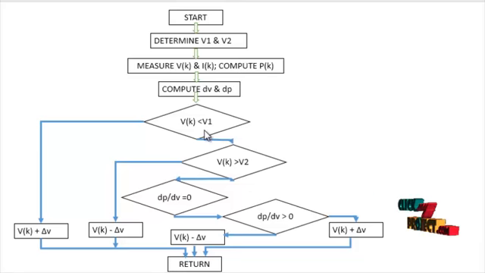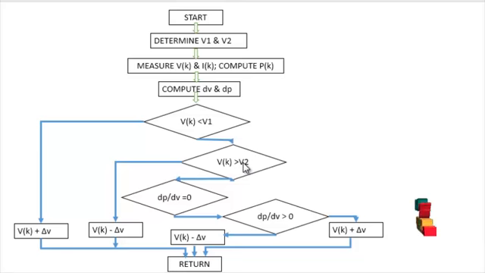The first condition is V(k) less than V1. If that condition is satisfied, then V(k) is increased by the incremental voltage. Otherwise, if the condition is not satisfied, check another condition: V(k) greater than V2. If that condition is satisfied, then V(k) is decremented by the change in voltage. Otherwise, check the next condition.